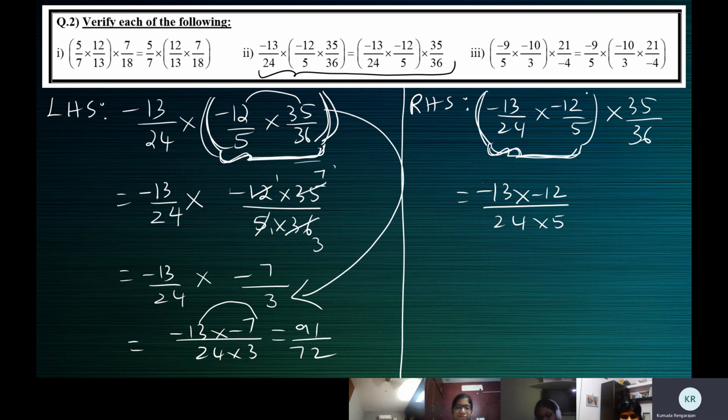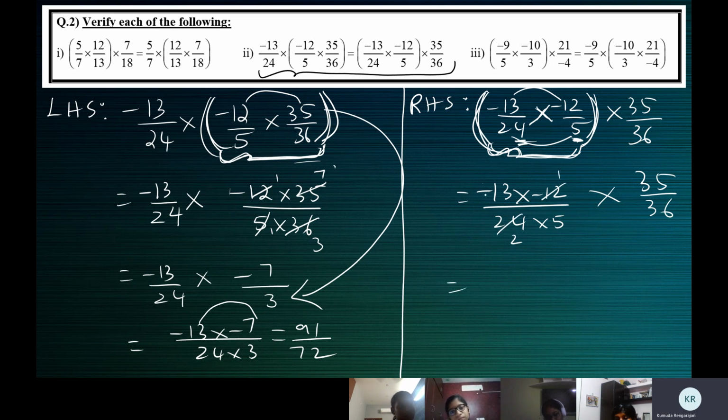So in the bracket, children, we have two rational numbers which have to be multiplied. Multiply the numerators, multiply the denominators, and write it like this. Write 35 by 36 as it is. Now here we need to simplify. 12 ones are 12, 12 twos are 24. So it is minus 13 into, now multiply the numerators. Minus 13 into minus 1 is plus 13.